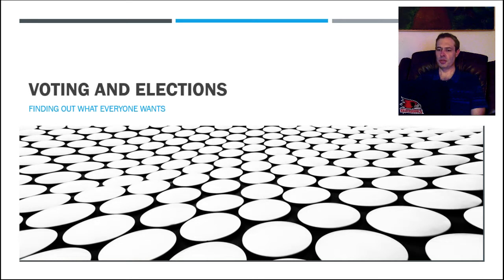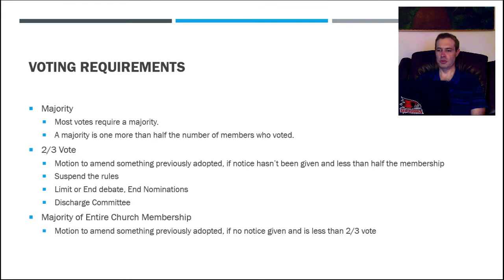Then we get into voting in elections. This is a way of finding out what everyone wants. And we need to handle voting properly, otherwise things get confusing. There are certain requirements for voting. First of all, there's the majority. Most votes require a majority. Every vote requires at least a majority, and that includes elections. That's something that people don't always understand, but every vote does require at least a majority.